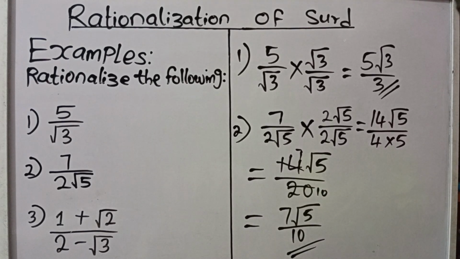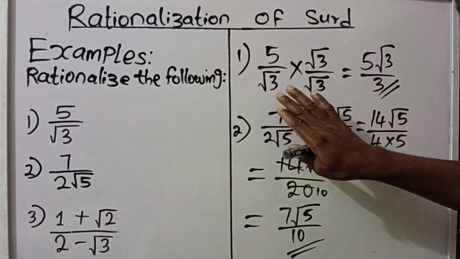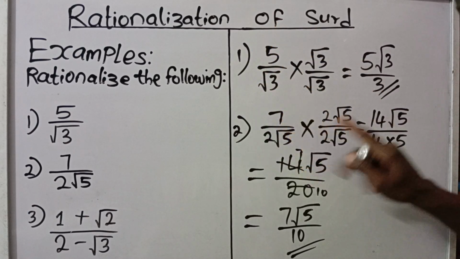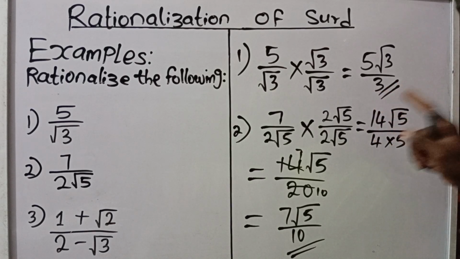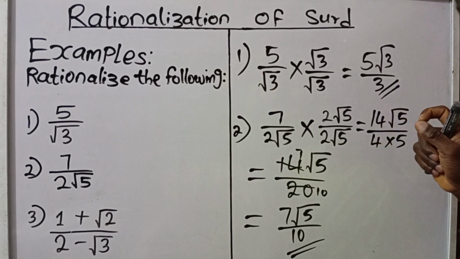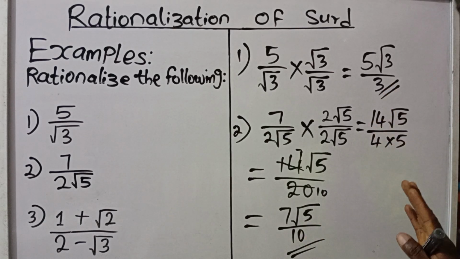As you can see, whenever you have a question that's a fraction and you are asked to rationalize, at the end of the day, the number you'll be having on the denominator must not be a surd, like in the case of this and this. I hope this is quite clear.